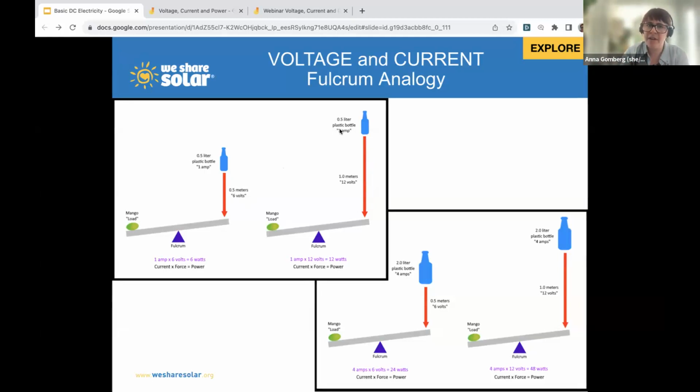There are plenty of other analogies that people use. Have either of you used a different one for explaining this to students before, if you have taught this before?